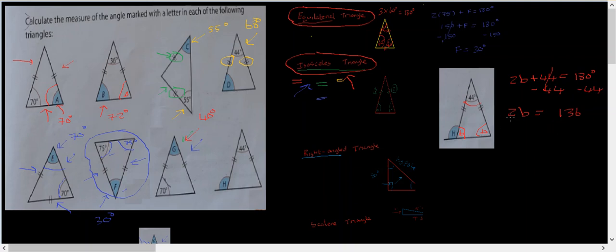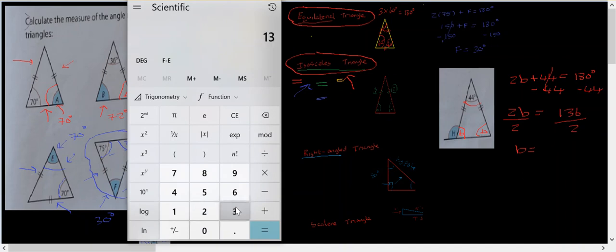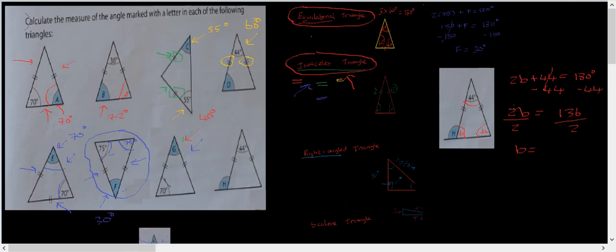Now this is 2 multiplied by B, so the opposite of multiplication is division, so I have to divide this by 2. If I divide this side by 2, I divide this side by 2. So B is going to be equal to 136 divided by 2, which is equal to 68 degrees. So B is equal to 68 degrees.